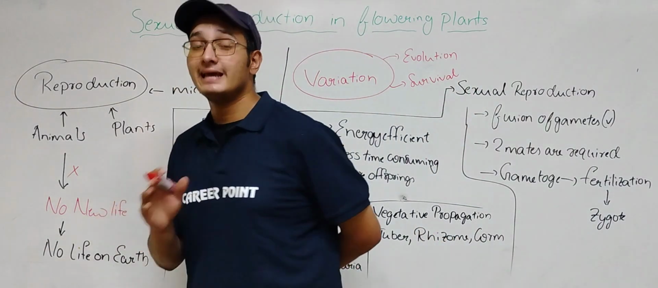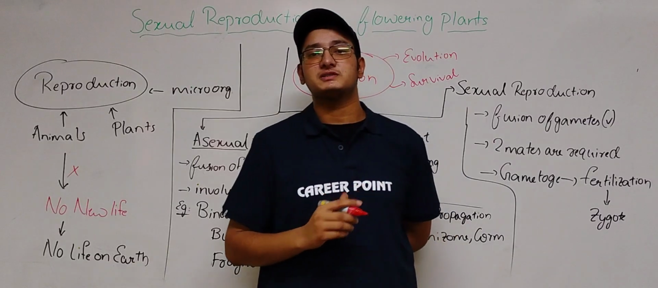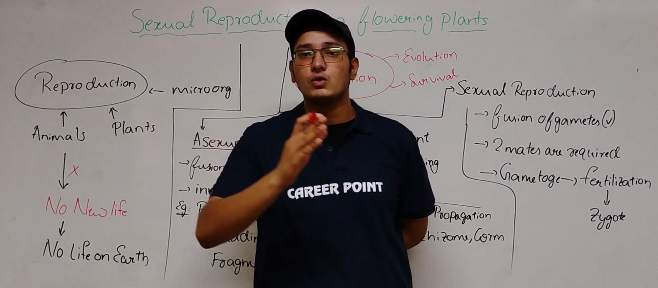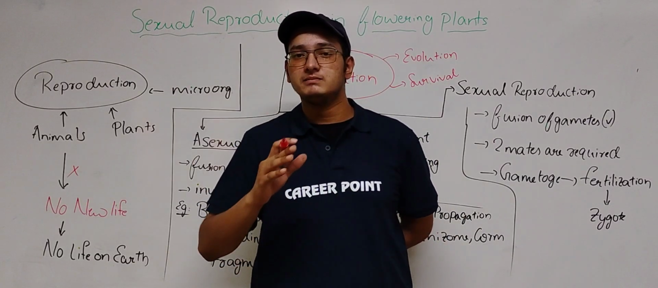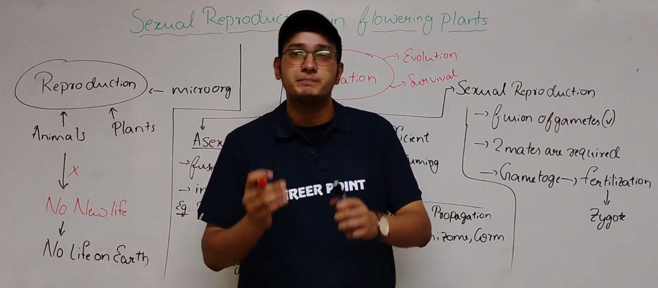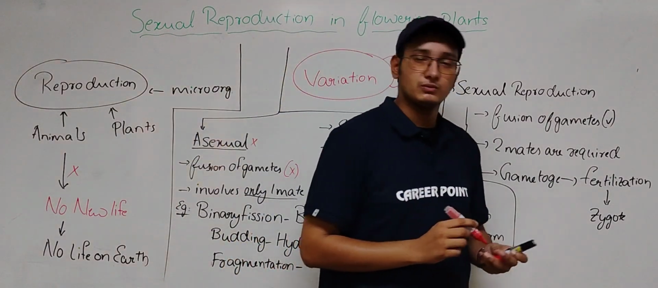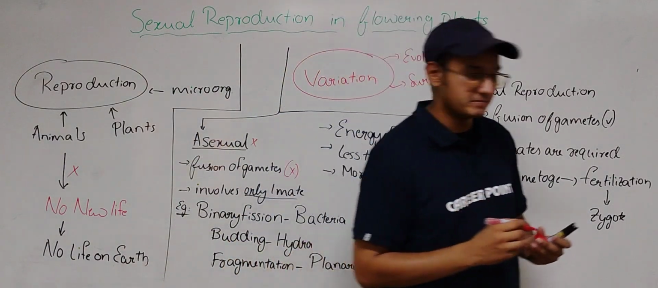That's the difference between asexual and sexual reproduction. This is the reason why plants, human beings, and all the much developed complex eukaryotes prefer sexual reproduction. So I'll come in a minute with a diagram.